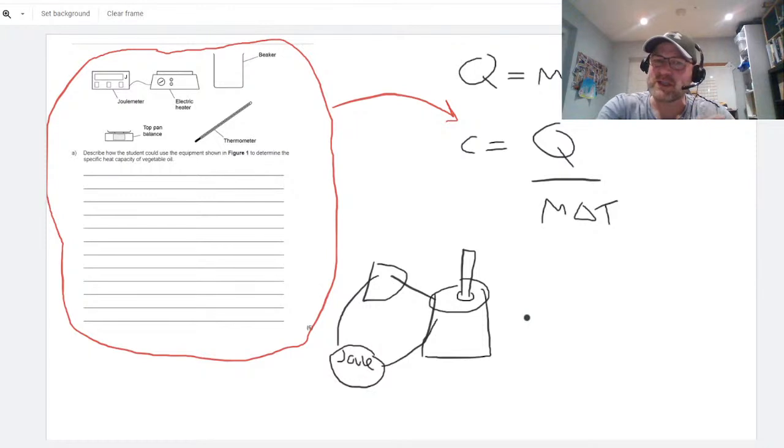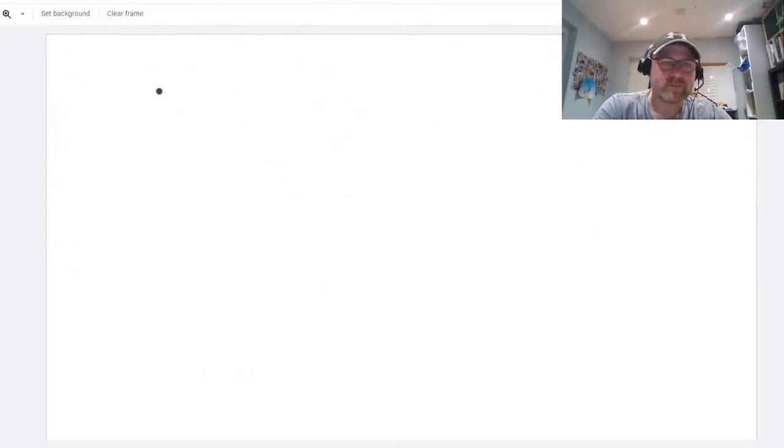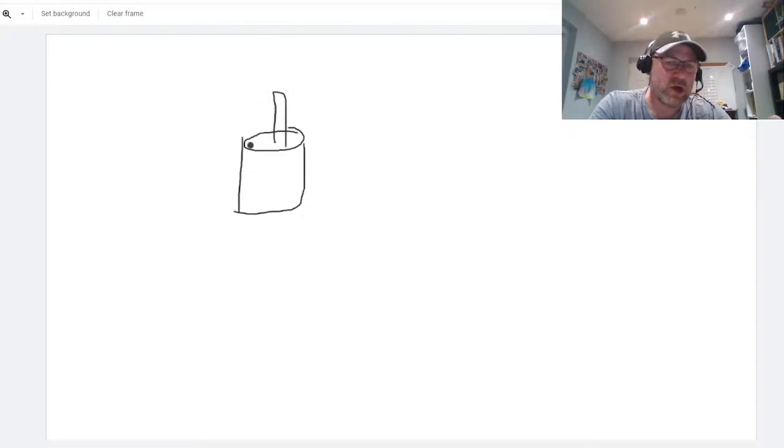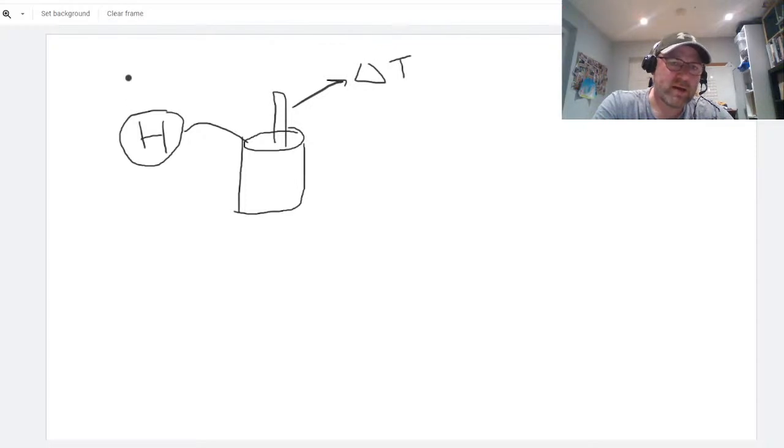There is one slight difficulty. What if there's no joule meter? They've never asked this, but what if they don't let you use a joule meter? Well, in the CGP book, they do some long-winded method where you've got your iron block, you connect it to your heater. That's going to make the iron block hot. You're going to use your thermometer to measure the temperature.